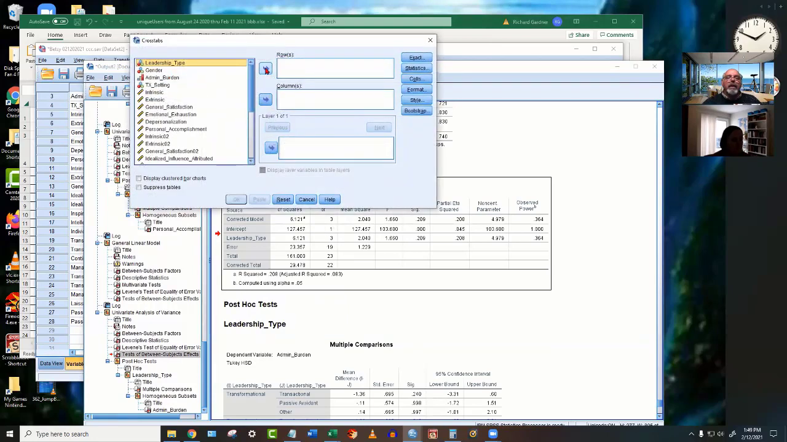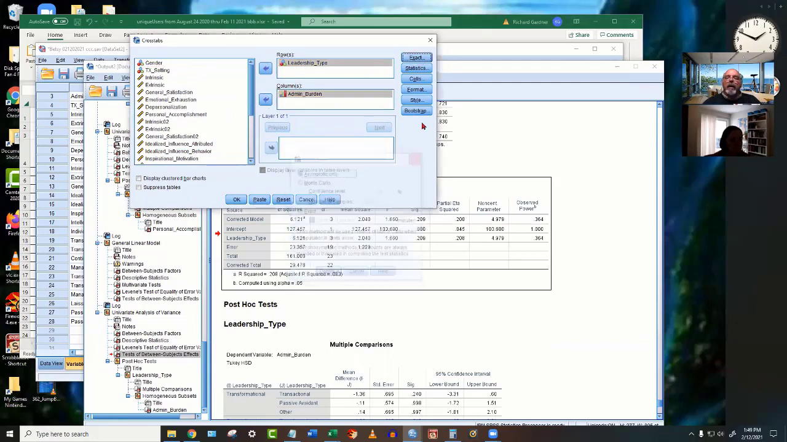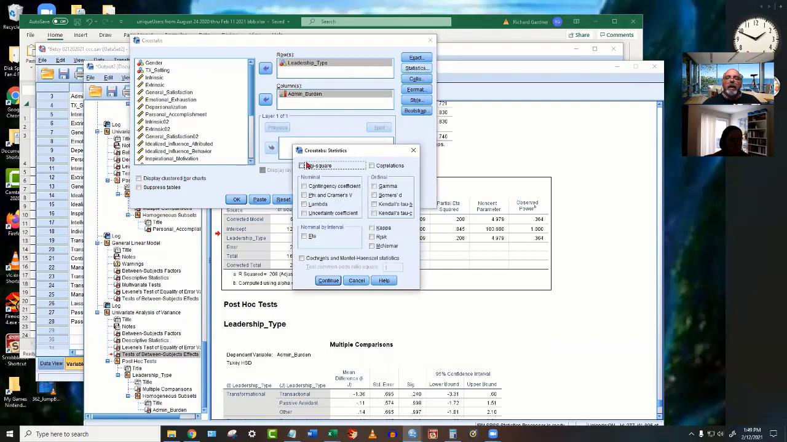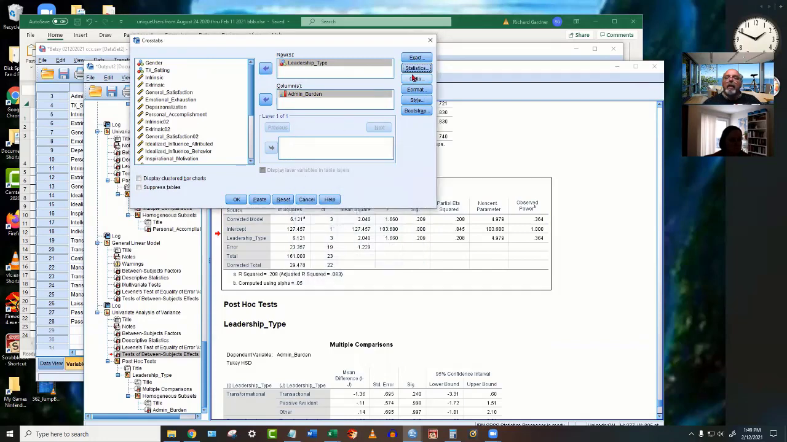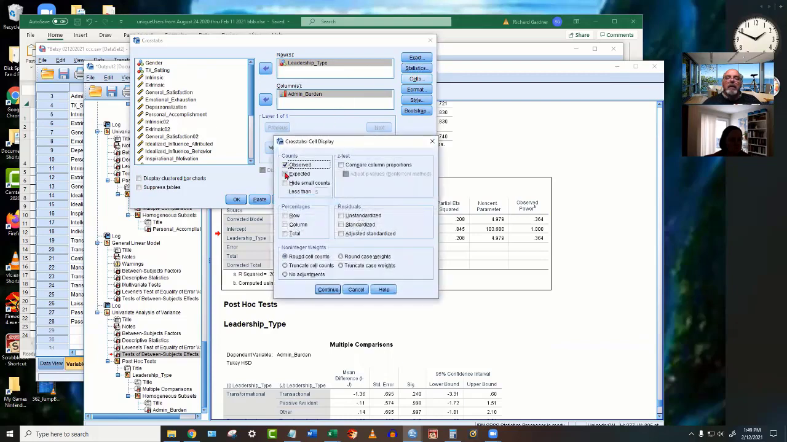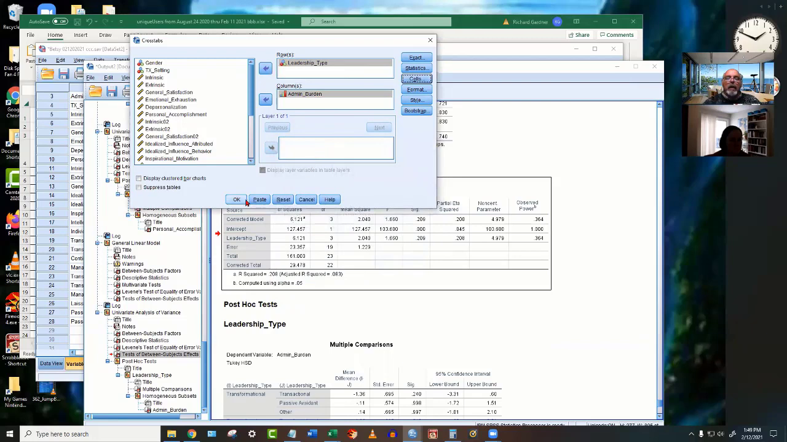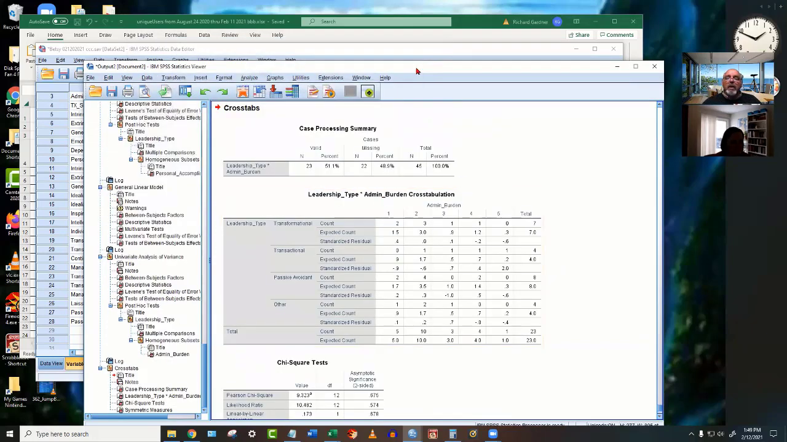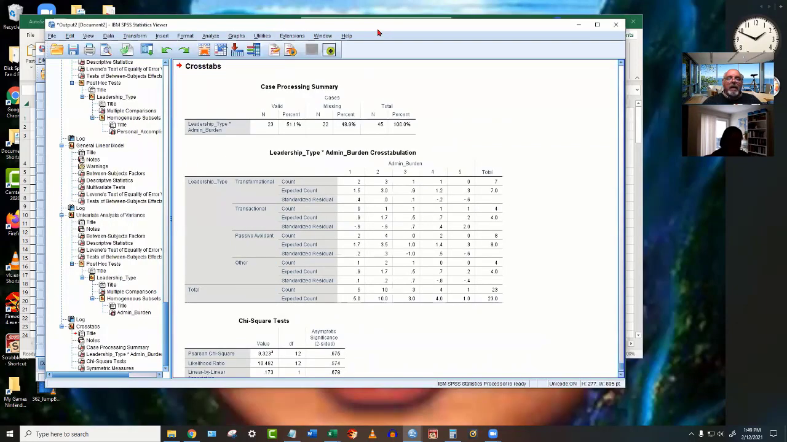So let's see, leadership style and administrative burden. And what do we want? We don't want that one, but we do want this one. We want the chi-squared and the phi and the Cramer's V, and we want cells expected and standardized residuals, and we click OK. So this will tell us if, for example, transformational guys tend to have higher burden scores or something like that.